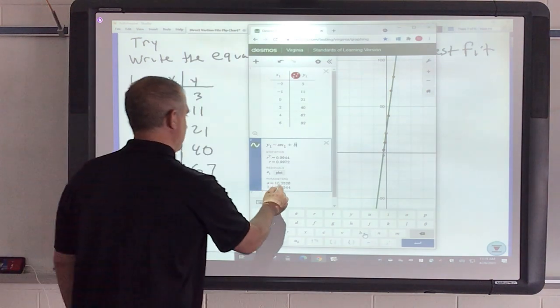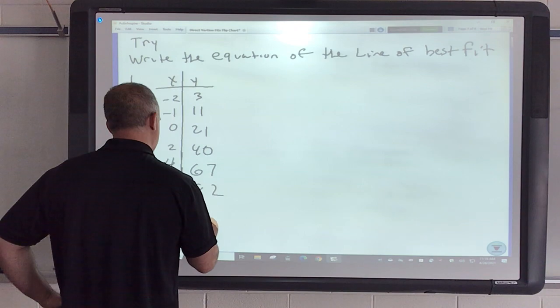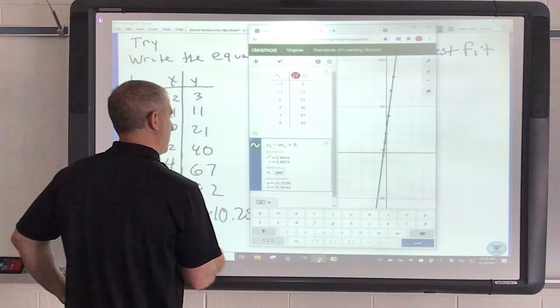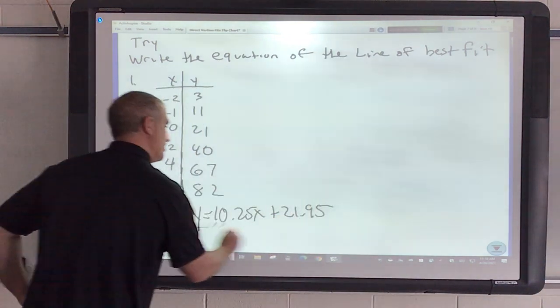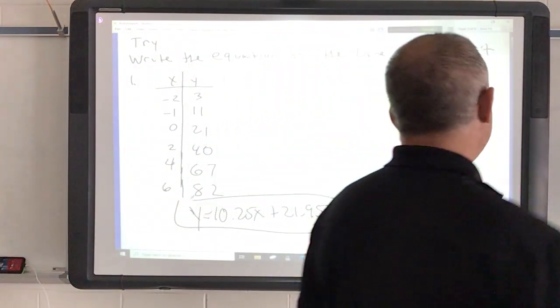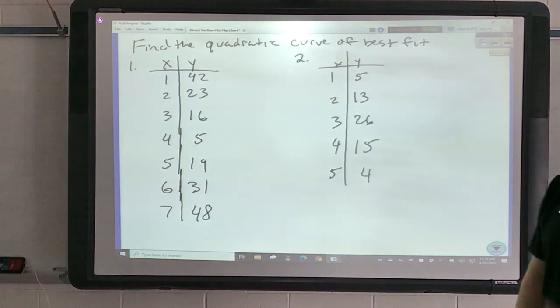That y equals 10.25x plus 21.95. That's an equation, a line of best fit, and we'll get into more examples in class and how to apply it and all that kind of stuff. But for the interest of the SOL, just wanted to cover this, okay?